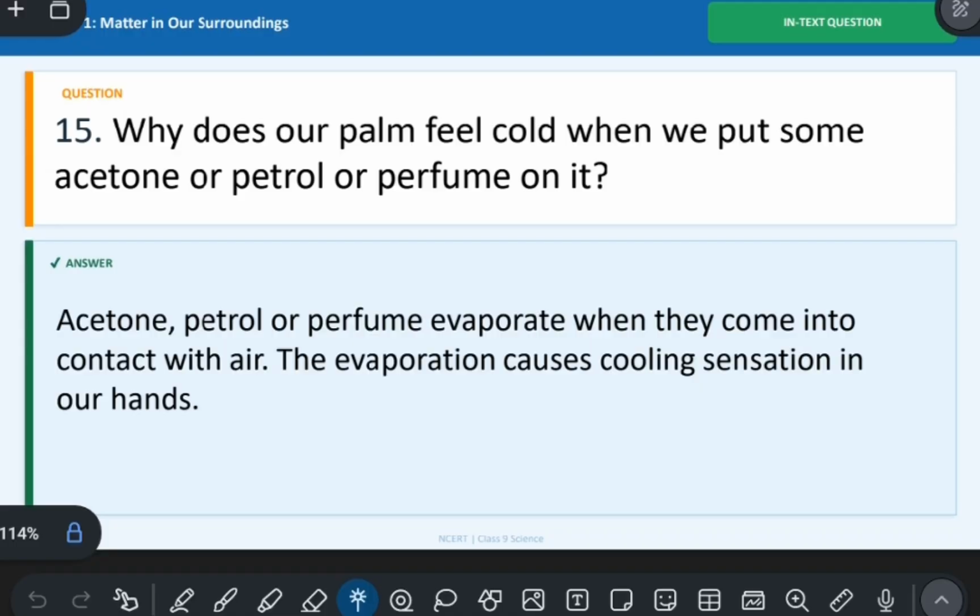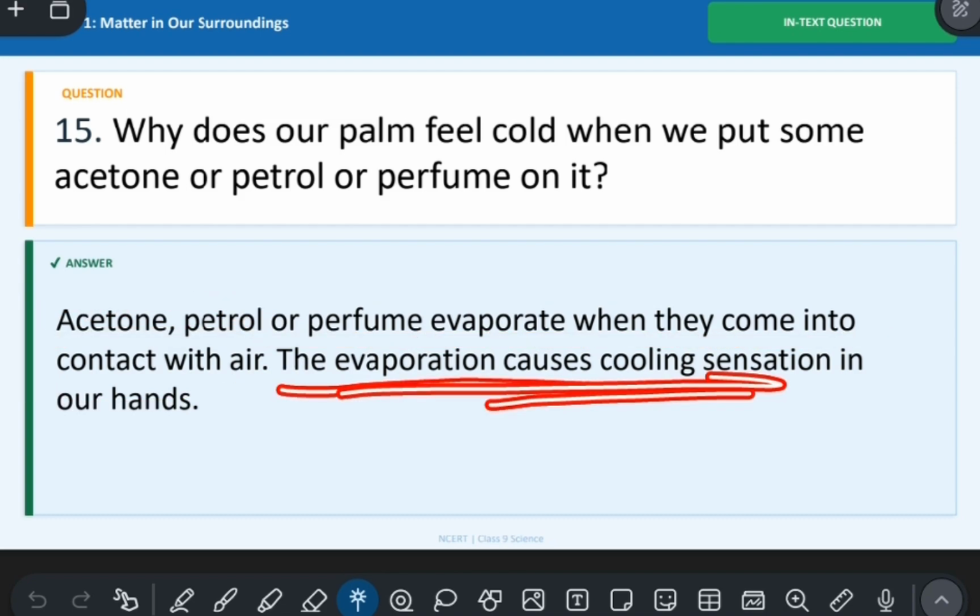Now question number 15. Why does our palm feel cold when we put some acetone or petrol or perfume on it? So acetone, petrol or perfume evaporate when they come into contact with air. So the evaporation causes cooling sensation in our hands.